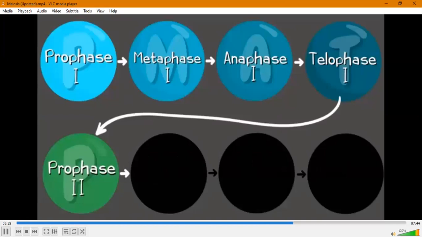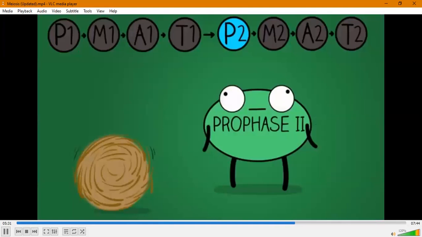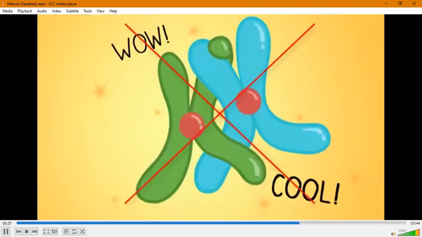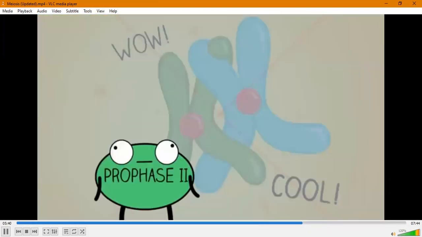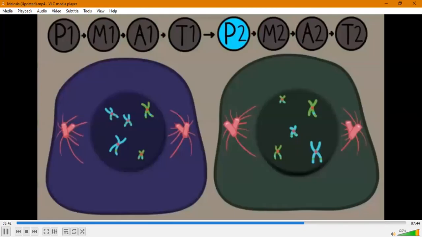It's not going to be nearly as eventful as it was in prophase 1, though, because they're not going to have homologous pairs of chromosomes. They also are not going to have this amazing process called crossing over. That doesn't happen again in prophase 2. You have your chromosomes, and the spindles are starting to form like they did in prophase 1, but prophase 2 is just not as eventful without that process of crossing over.